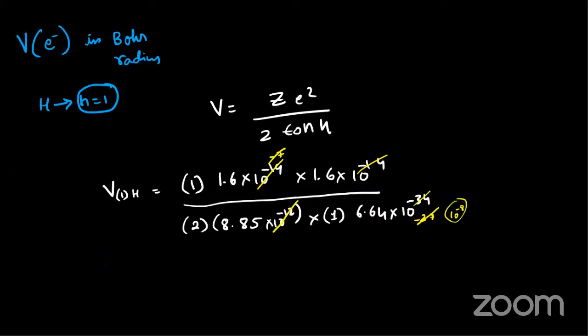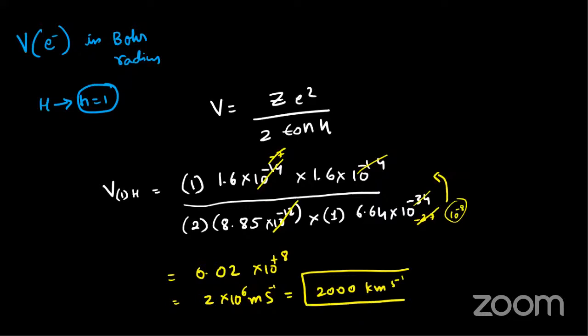I'll use the calculator and multiply all of this. What is 1.6 into 1.6 divided by 2 divided by 8.85 divided by 6.6? I'm going to get 0.02. This 10 raised to minus 8 goes to the numerator and becomes 10 raised to plus 8. If I take two zeros from here and multiply it here, I get 2 into 10 raised to 6 meter per second, or 2000 kilometer per second. So this is the velocity of the electron in the first orbit of hydrogen.